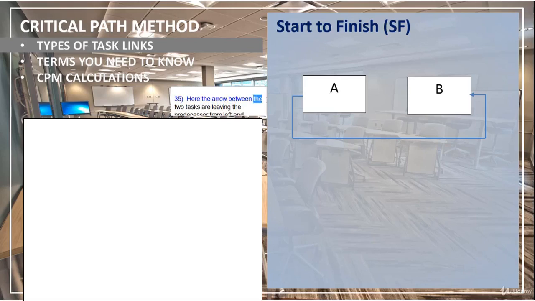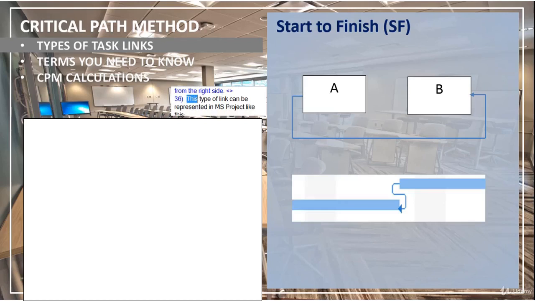Here, the arrow between the two tasks is leaving the predecessor from left and entering the successor task from the right side. This type of link may be represented in MS Project like this.